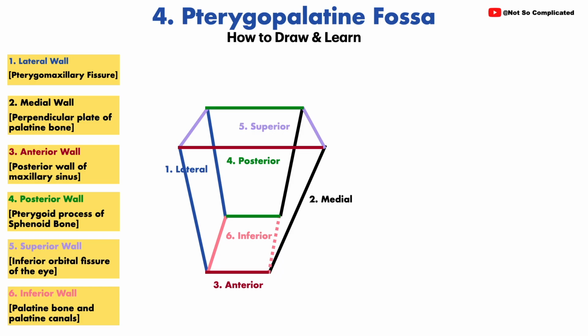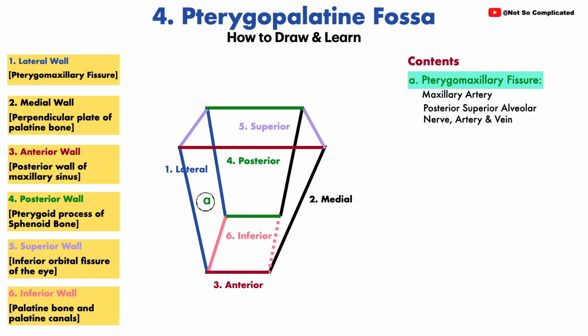Now talking about the contents, there will be a lot of fissures and fossae inside these walls. There will be connections between different organs through these walls, and talking about that, there will be a fissure in the lateral wall, and this lateral wall fissure will be called the pterygomaxillary fissure, and there will be structures passing through it. The first structures passing through it are the maxillary artery, and the posterior superior alveolar nerve, artery, and vein. So four structures have passed already.